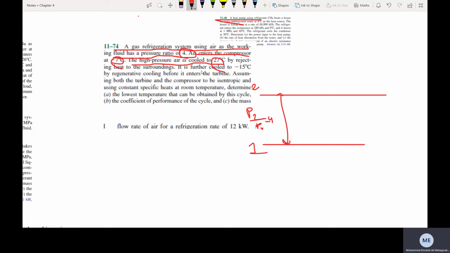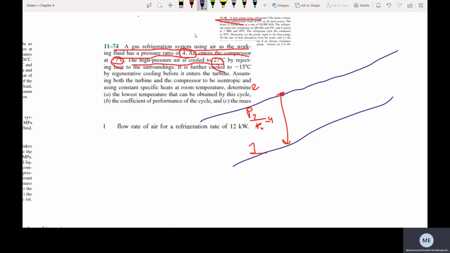Then he tells you that the high pressure air is cooled to 27 degrees Celsius by rejecting heat to the surroundings. So from here to here, sorry, I'm drawing the constant pressure lines like that. This is not correct. The constant pressure lines are inclined ones in air cycles. Yeah, this is correct. So now he tells me that you have a cooling to 27 degrees.